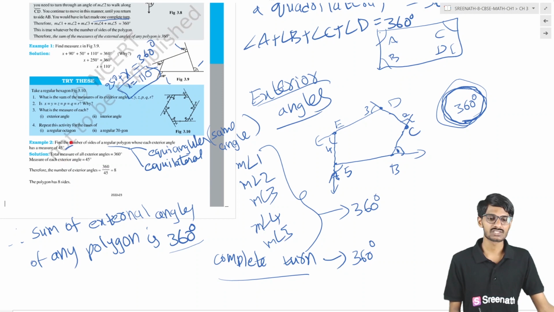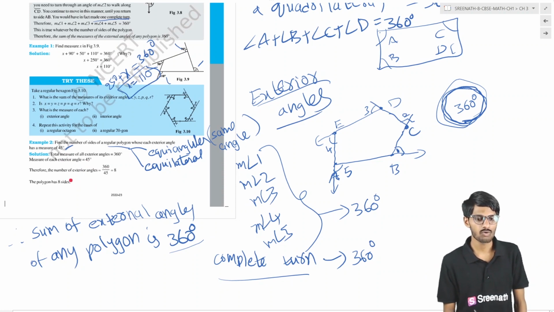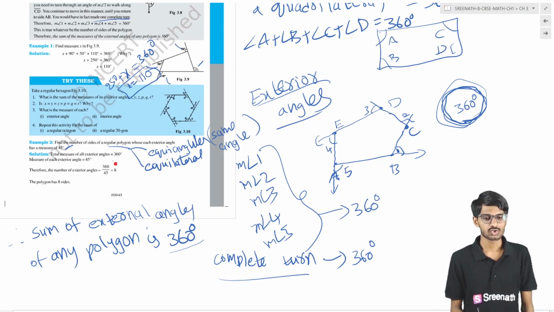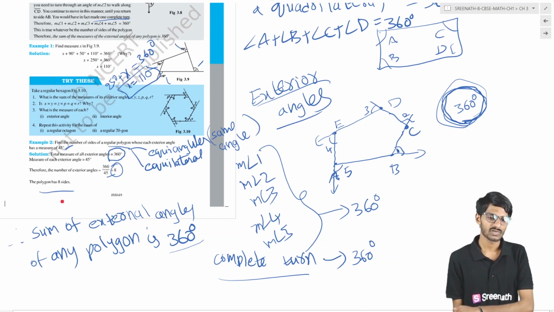One angle is 45 degrees. Then how many sides are there? This is the question. So the total angle is 360 degrees and each angle is 45 degrees. Then how many angles are there? That is nothing but 360 divided by 45, which is equal to 8. So this polygon has 8 sides. So for one angle of 45 degrees, we find how many angles make up 360 degrees.